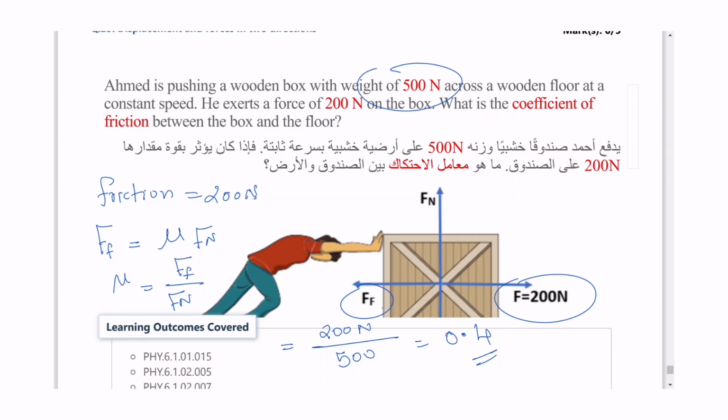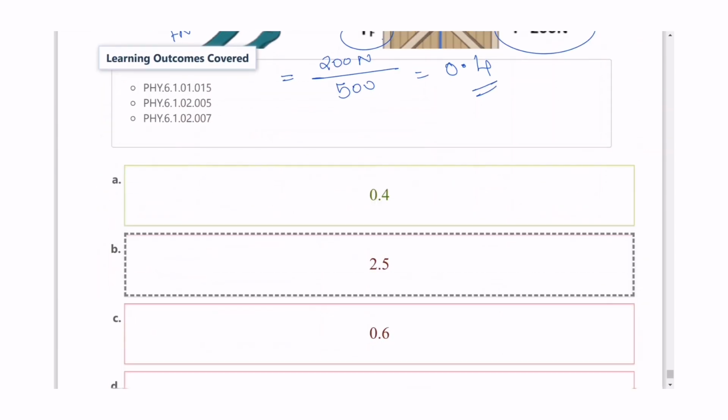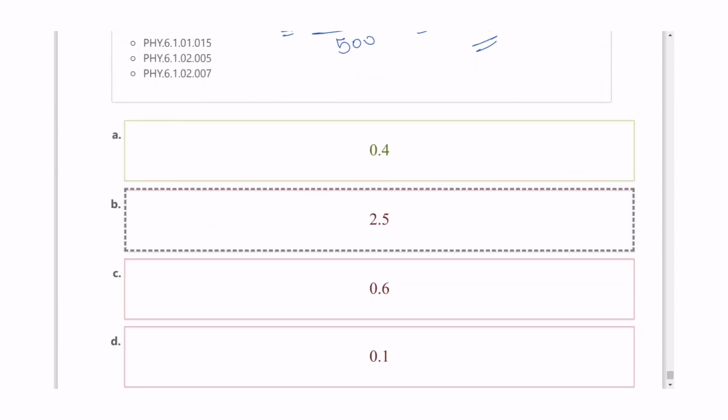Coefficient of friction is a quantity which has no unit, and it will always be less than 1. So now we have discussed all the 25 questions from the physics examination for grade 10 general term 2 2022.